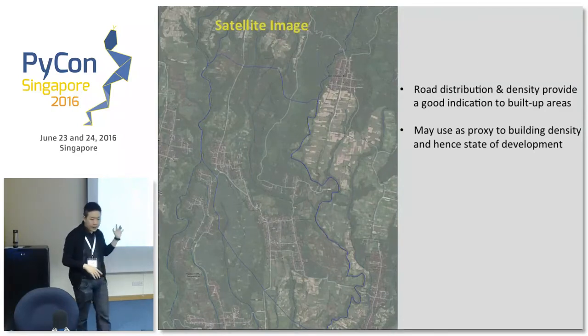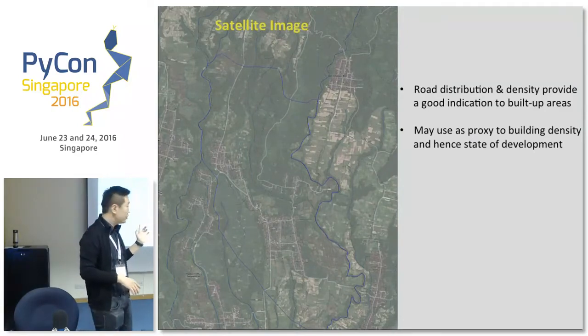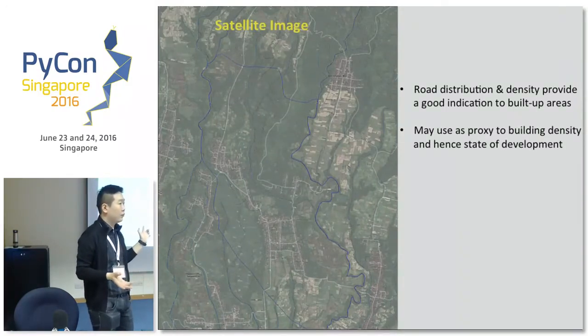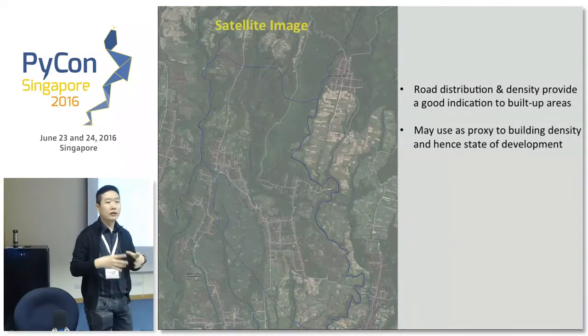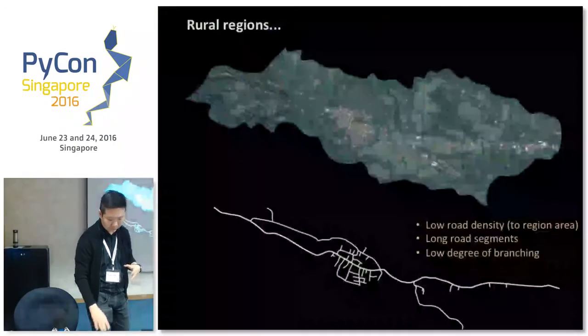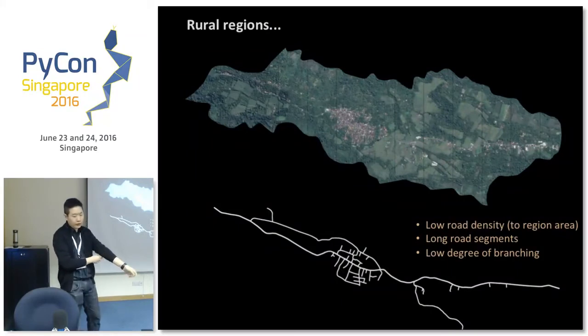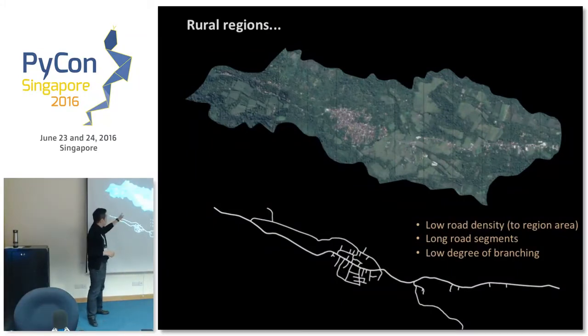So with this observation, it's possible that we can use road information instead of satellite images to get what we want. In this case, to build a supervised classifier to perform rural urban classification. And just to motivate the use of road network information, I have shown here one rural as well as one urban region in the next slide.